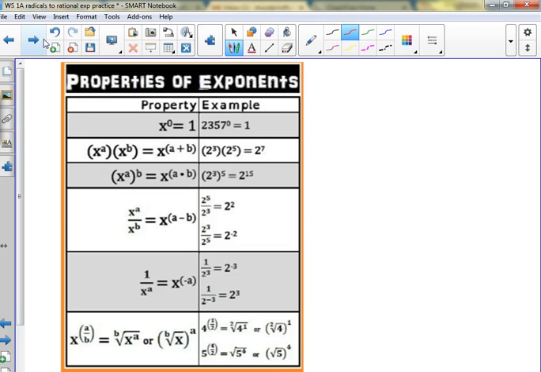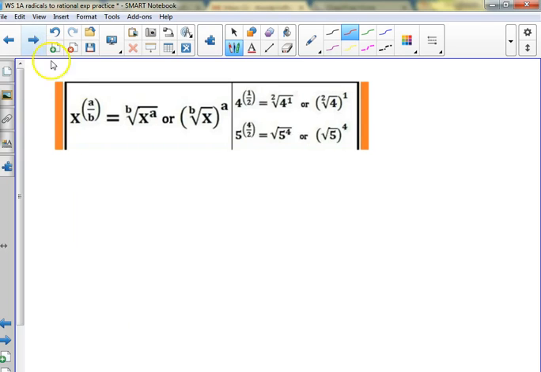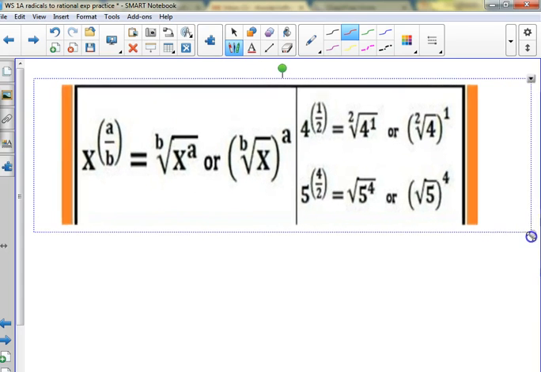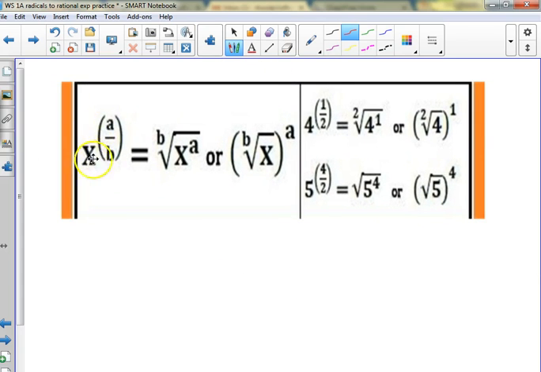All right, yes. Do I have enough graphics for you? All right, this is the one for today. Rational exponents, a over b, you can put the a inside or outside, and the b is the power of the radical here. Okay, so 4 to the 1/2 can be written the square root of 4 to the 1st, or the square root of 4 all to the 1st. Do we ever write that 2 out there? No. Okay.